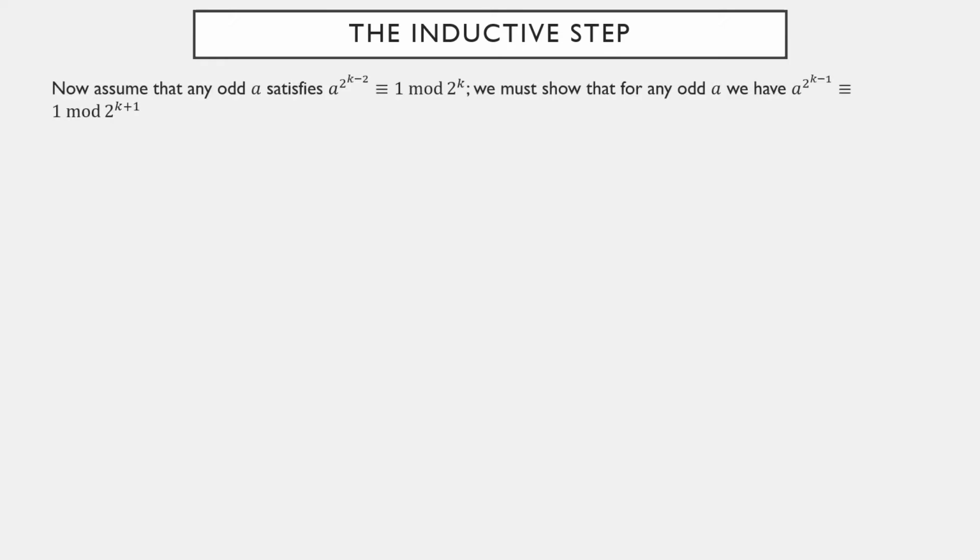We now proceed with the inductive step of this proof. We assume that any odd number a satisfies a to the 2 to the k minus 2 is equivalent to 1 modulo 2 to the k, where k is 4 or larger. We then have to show that for any odd a, we have a to the 2 to the k minus 1 is equivalent to 1 modulo 2 to the k plus 1. So assume the claim holds for all odd numbers for some particular power k. Show that it therefore holds for odd numbers for one larger power of k.